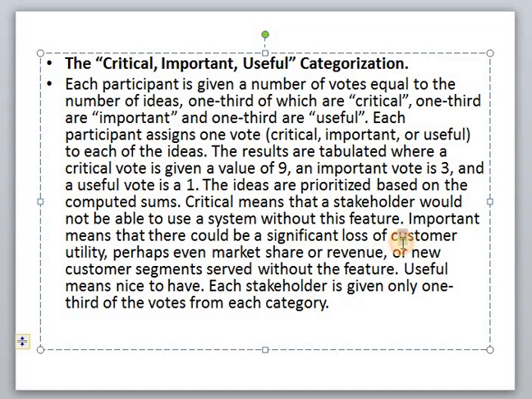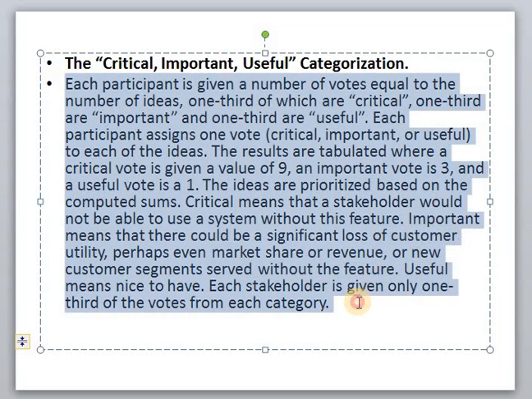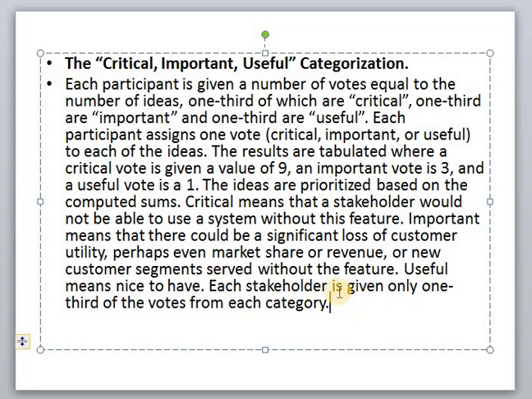So important means that there could be significant loss of customer utility, perhaps even market share or revenue or new customer segment served without the feature. The feature is of significant importance, but if we deliver the product without this feature, then the customer will have significant loss.